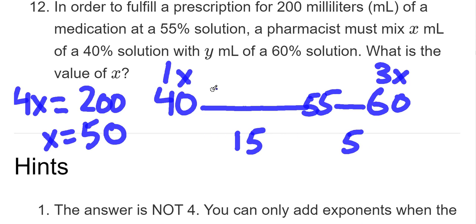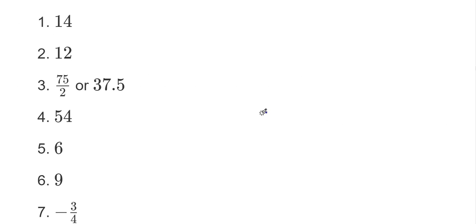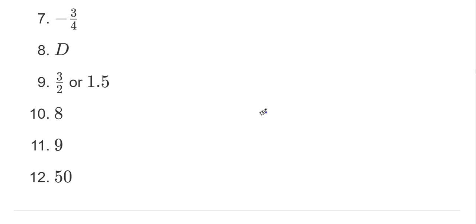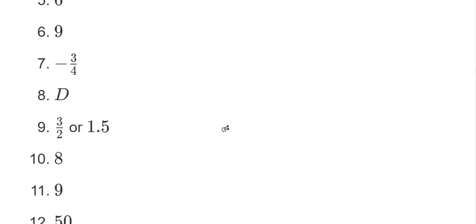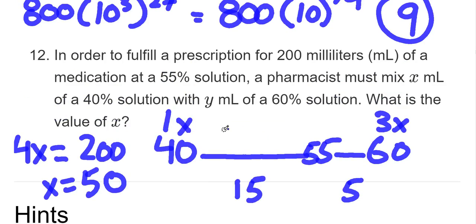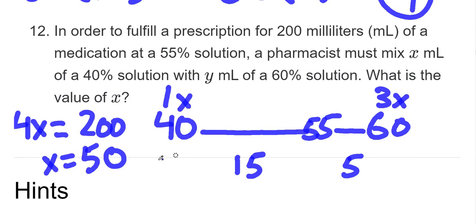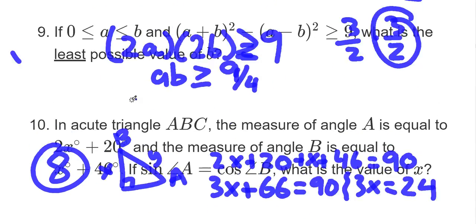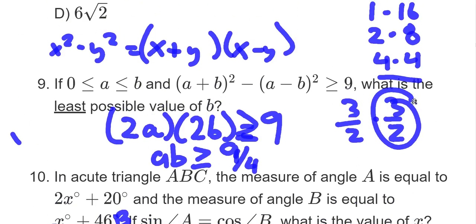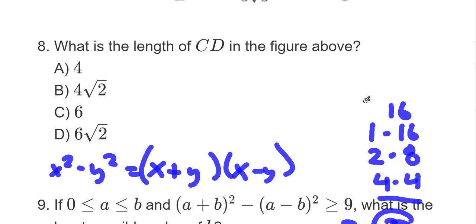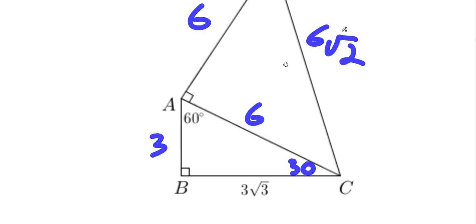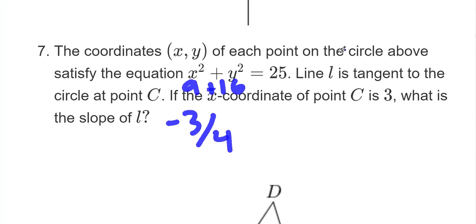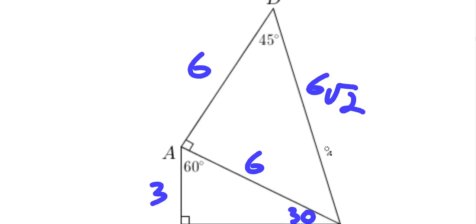Okay. So good job. Let's see if we're right. So we got 12 was 50. Yep. 11. 9. Yep. 8. Okay, so it looks like we're good. 3 halves. 6 root 2, we got. I remember. Yeah. Okay. So good job. Keep practicing. The more you practice, the better you get.